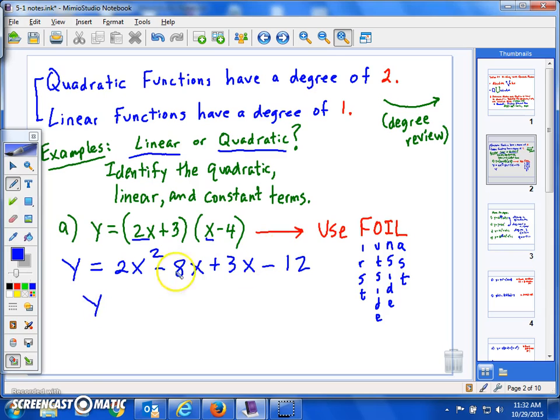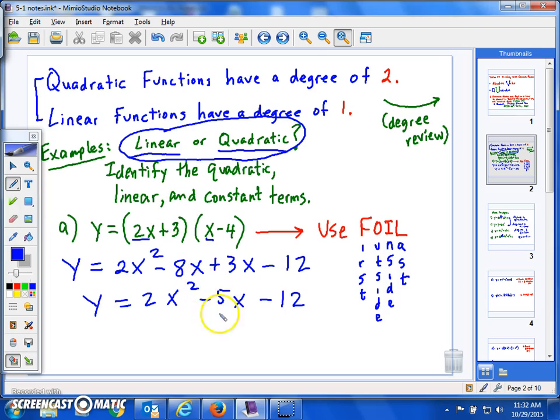I always want to combine like terms to simplify this. So hopefully you can see, combining the x terms in the middle, we end up with y equals 2x squared minus 5x minus 12. Now I'm ready to answer the question, linear or quadratic. So Jake, what do you think?